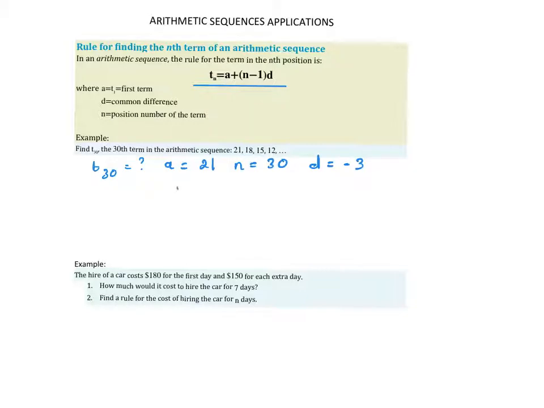So let's substitute that in. Remember, this is our rule. Tn equals a plus (n minus 1)d. So I'm looking for T30, which is equal to 21 plus (30 take away 1) times minus 3. We can put it into our calculator or do it manually. 30 take away 1 is 29. 29 times minus 3 is minus 87. And 21 take away 87 is negative 66.